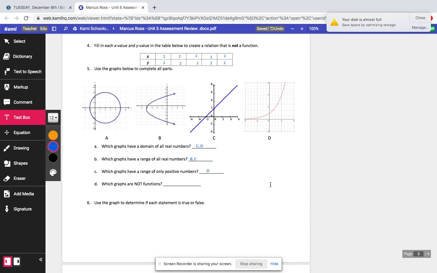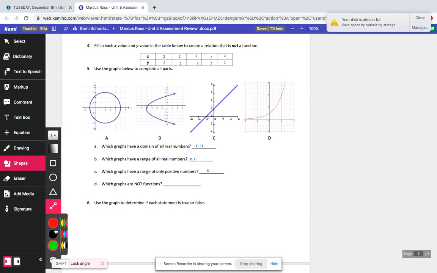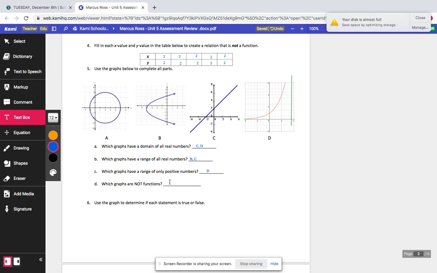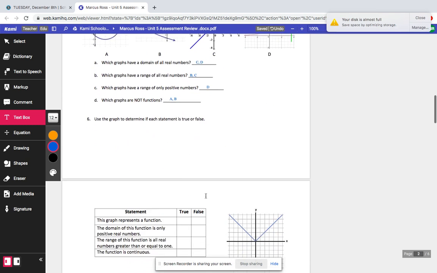D, which graphs are not functions? Well, for this one, we can just do that vertical line test straight across all of these graphs and see which ones we hit. So let's do that. If we drag this across, A is not a function, so we'll put down A, continue. B is not a function because it does not pass that vertical line test. C will be a function because it does pass that vertical line test. D will also be a function because it passes that vertical line test. So the only two we have to put down are A and B. Cool. Let's go down.